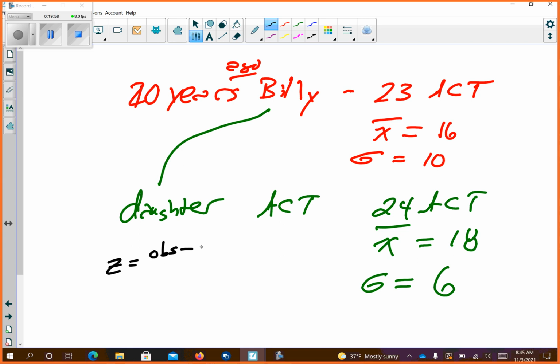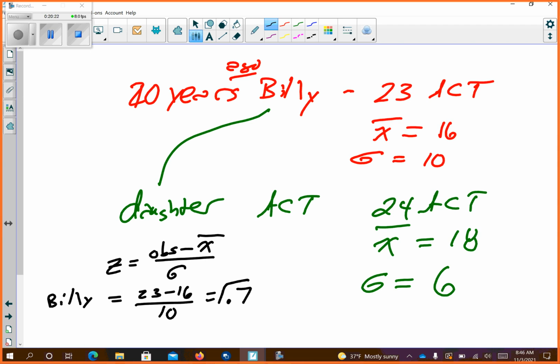Observed minus the mean over the standard deviation. Okay, so Billy's data: observed 23, mean 16, divided by 10. Someone help me out. 23 subtract 16 is 7. 7 divided by 10 is 0.7. So when Billy took the ACT, Billy was 0.7 above the average. So they were to the right.